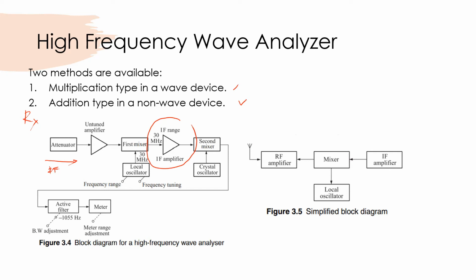And this is the block diagram of a wave analyzer. As I mentioned before, in the receiver, we receive the RF signal, and then it comes to the attenuator, and then to the untuned amplifier to amplify the incoming signal, and then to the mixer to mix the RF signal coming from the input with the local oscillator here to get the IF range here.